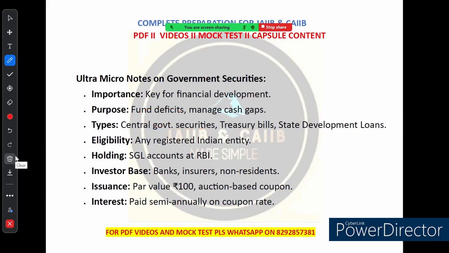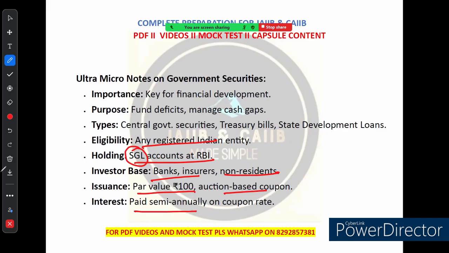Now, anyone registered in India can invest, and these securities are held in a special account at the RBI called SGL account. Big investors like banks and insurance companies and even non-residents buy them, and usually they are sold at a set value, which is rupees 100, through auction, and the government pays interest every 6 months.